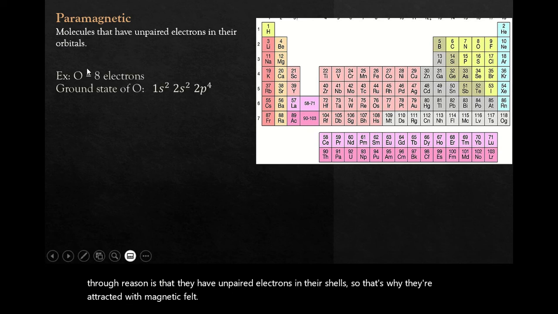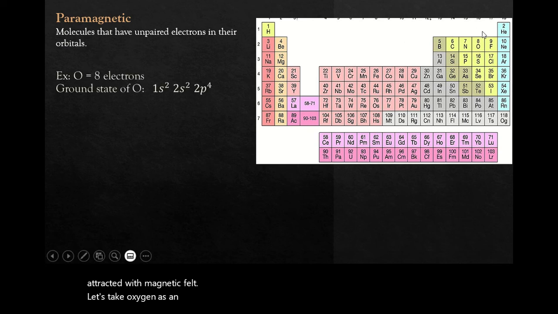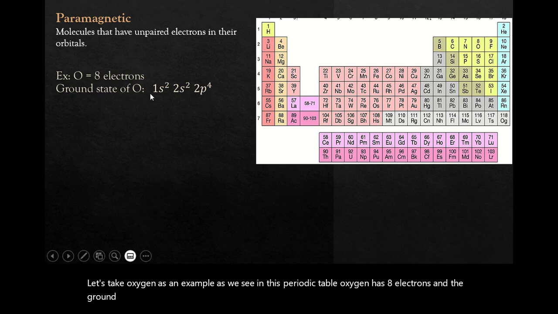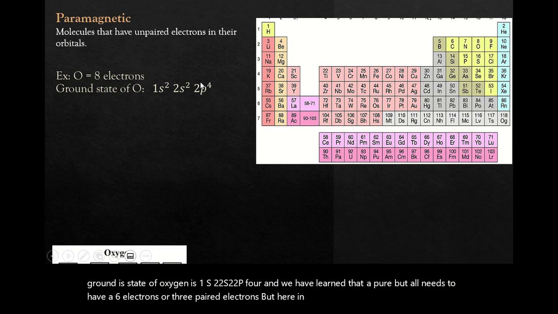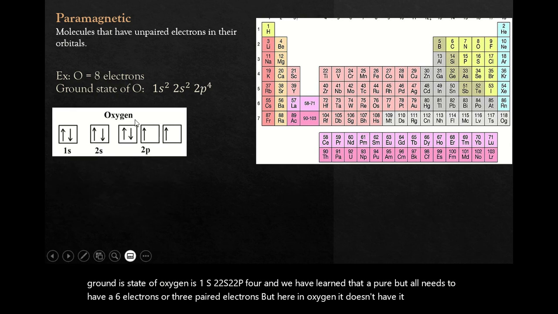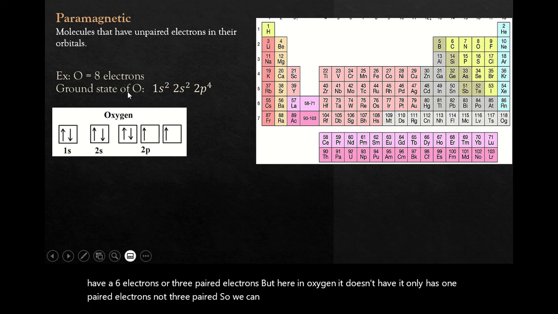Let's take oxygen as an example. As we see in this periodic table, oxygen has 8 electrons, and the ground state of oxygen is 1s2, 2s2, 2p4, and we have learned that a p orbital needs to have 6 electrons or 3 paired electrons, but here in oxygen it doesn't have. It only has 1 paired electrons, not 3 paired. So we can say that oxygen is a paramagnetic molecule.